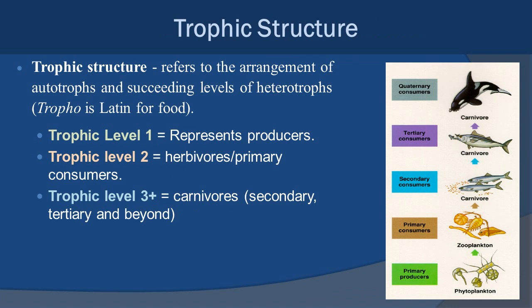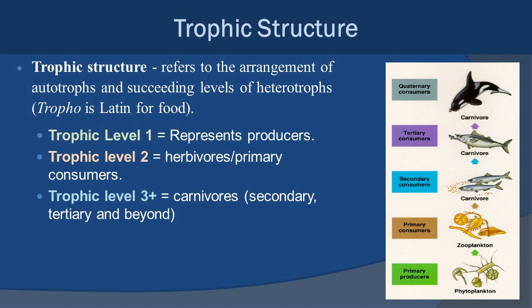So now we're going to start putting things together, and we're going to talk about trophic structure. Now, if you notice the terms autotroph and heterotroph, you have that troph in there. Troph is Latin for food. That's why we call autotrophs self-feeders. So trophic structure basically refers to this arrangement of autotrophs and succeeding levels of heterotrophs. Basically, we're talking about a food chain here. We're just using terminology you may or may not be used to.